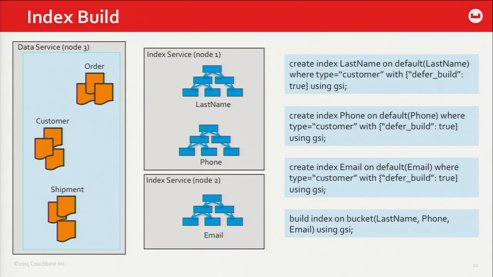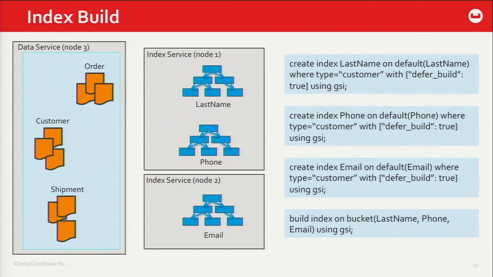I want to build an index on last name, on phone, and on email. On your right-hand side, you see there are 3 create index statements, create index last name on last name where type equal to customer. But you also notice that I'm using a defer build option. That means that when I issue this statement, I only create the metadata, but I'm not actually building the index yet.